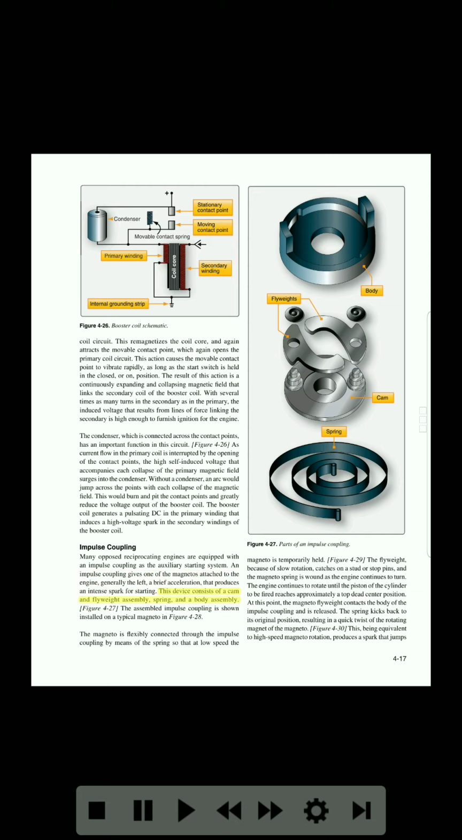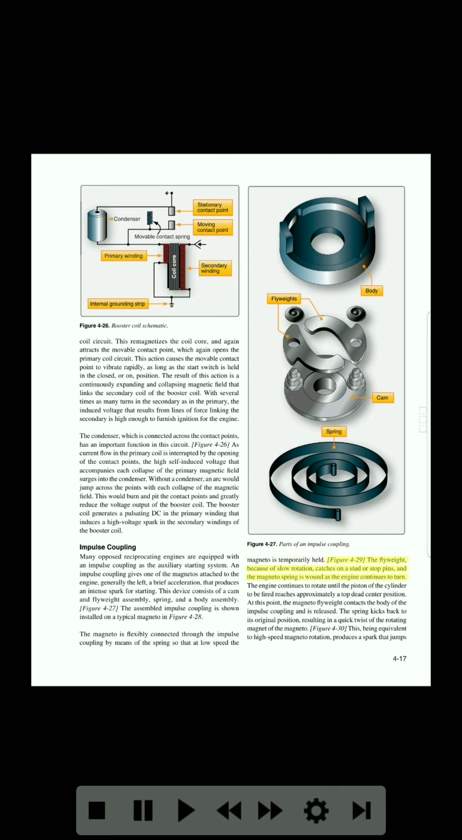This device consists of a cam and flyweight assembly, spring, and a body assembly, shown in Figure 4-27. The assembled impulse coupling is shown installed on a typical magneto in Figure 4-28. The magneto is flexibly connected through the impulse coupling by means of the spring so that at low speed the magneto is temporarily held. Figure 4-29.